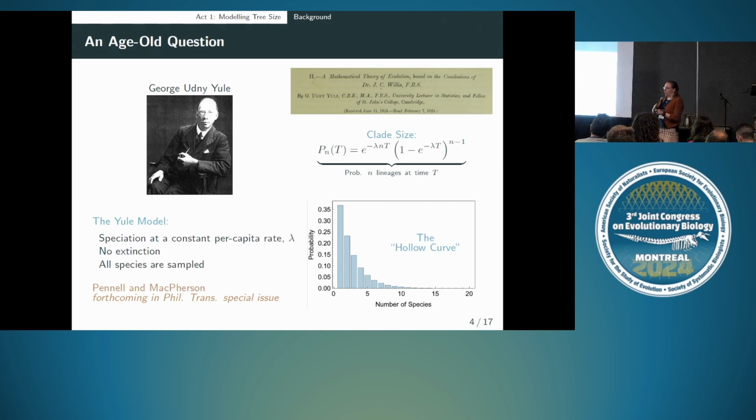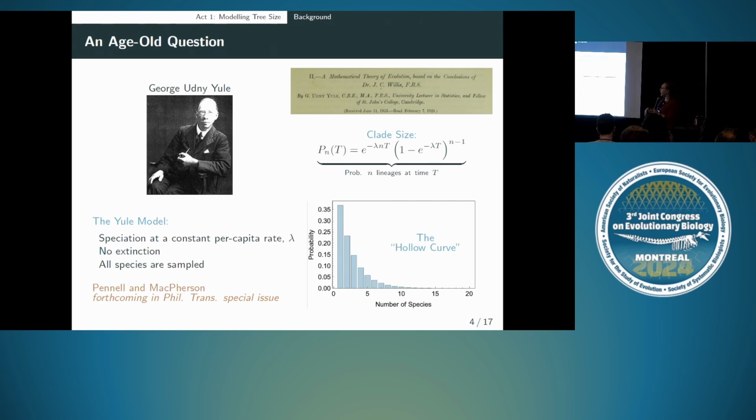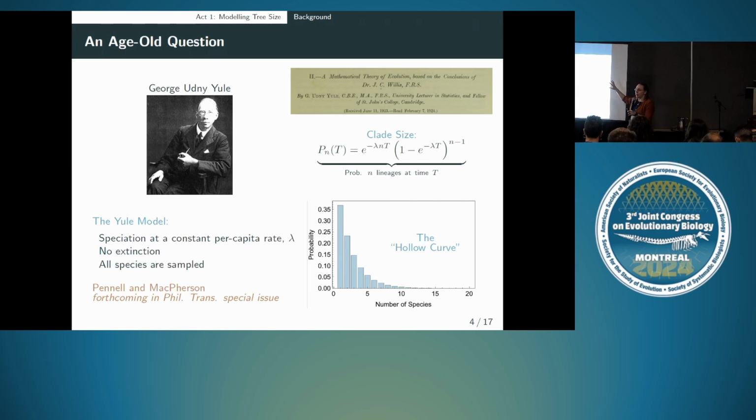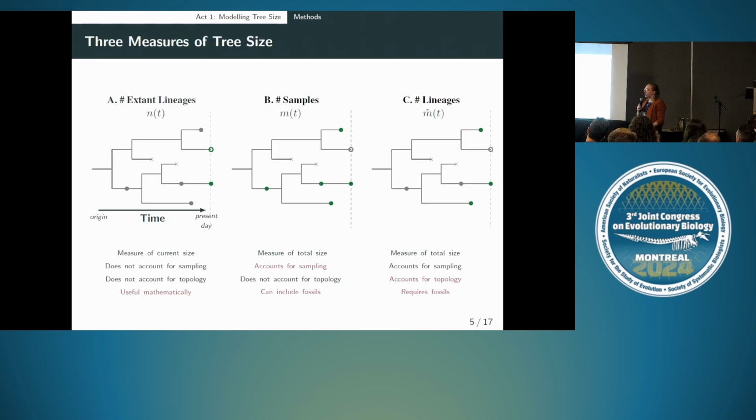But Yule was surprisingly quantitative, and he derived this expression for the expected distribution of tree sizes under his speciation-only model, which later got called the hollow curve, but it's a geometric distribution, so you have lots of small trees and a few very, very large trees. But if we want to do this for more modern diversification models, we're going to need to use more complicated math. And so the first challenge that we have is deciding how to actually measure tree size. What does it mean to count a tree?